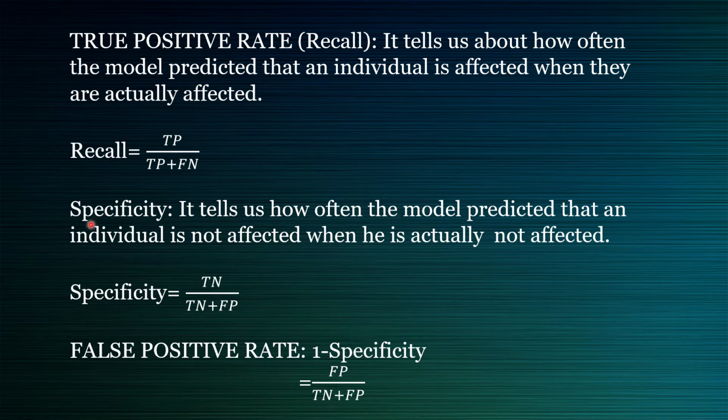The next concept that we learn is specificity. What exactly is specificity? It tells us how often the model predicted that an individual is not affected when he is actually not affected. Specificity is equal to TN upon TN plus FP. Now, what is false positive rate? It is nothing but 1 minus specificity. Now, let us understand the concepts of recall, specificity, and false positive rate using a graph.